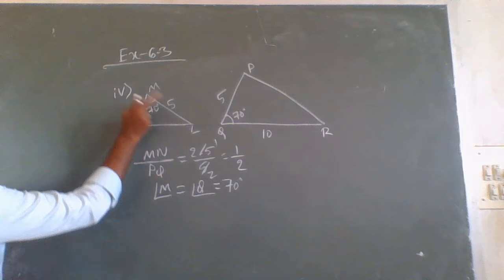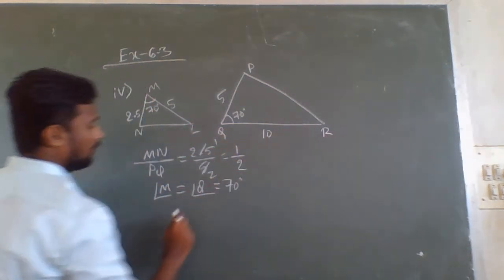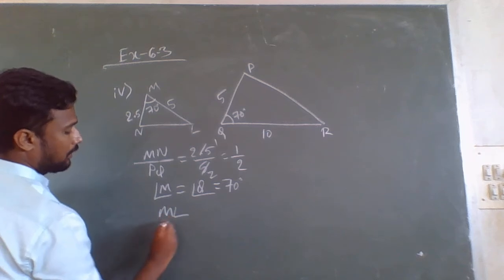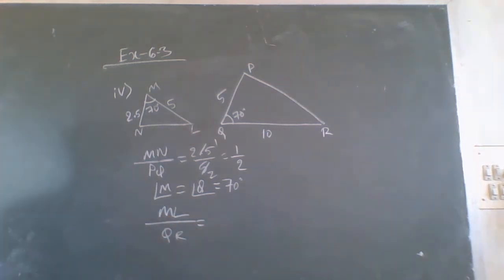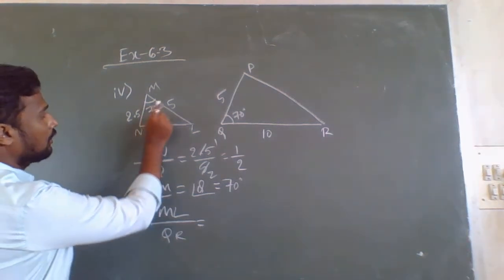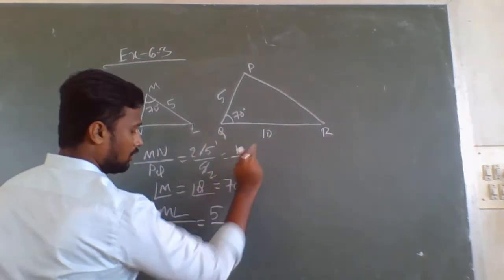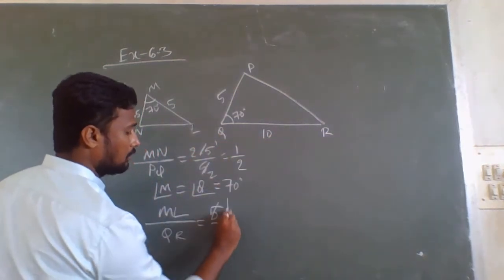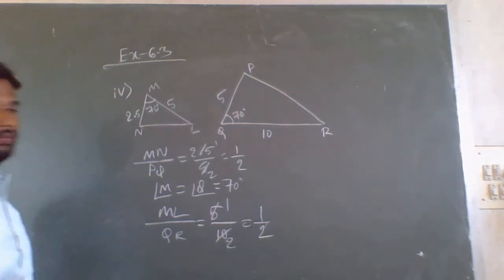Now I will consider ML by QR. Here they are given the lengths: the length of ML is 5 centimeters and QR is 10 centimeters. 5 by 10, 5 on the 5 is again 1, so you get 1 by 2.